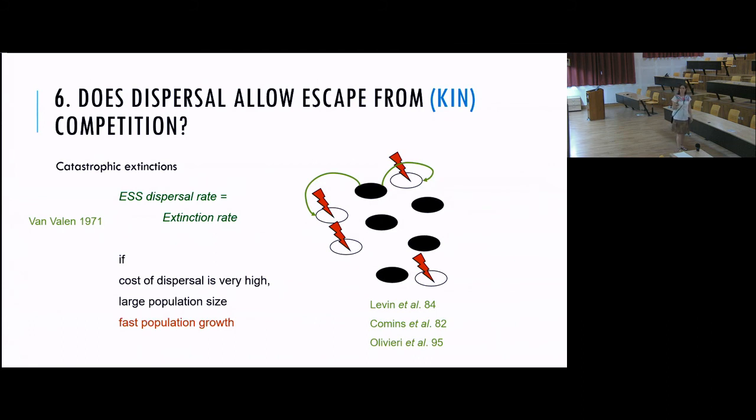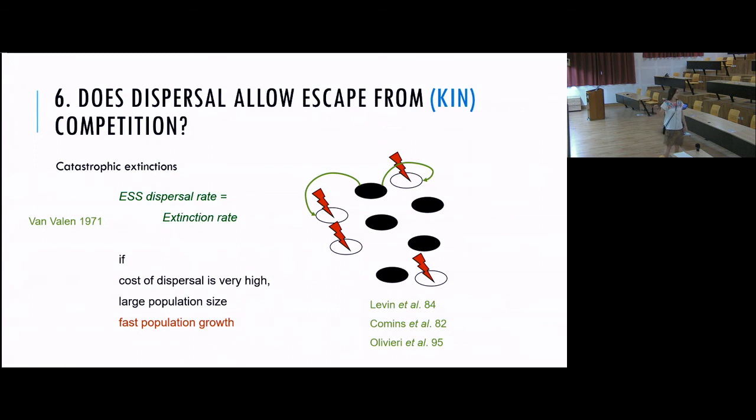And actually, all those models found that the ESS dispersal rate, the strategy that would result in no mutant being able to invade, is such that the dispersal rate is just equal to the extinction rate of patches. This is true if the cost of dispersal is very high, if you've got very large population size, so you can neglect all this genetic structure, and also if you've got very fast population growth, such that after an extinction, recolonization is so fast that you already reach your carrying capacity the year after.